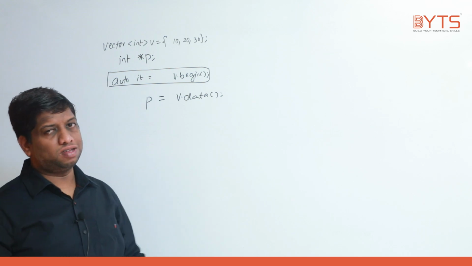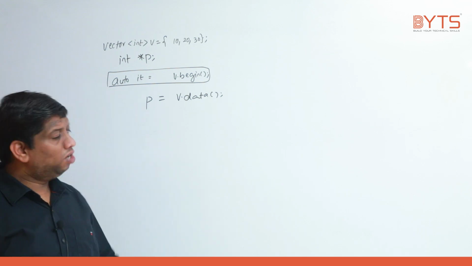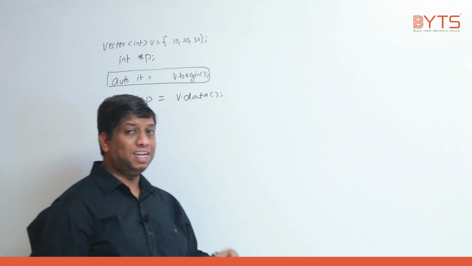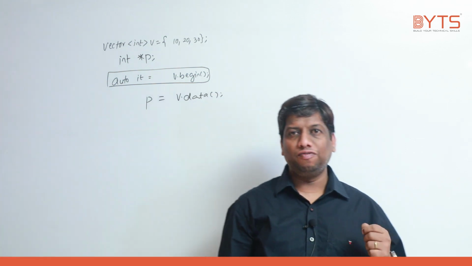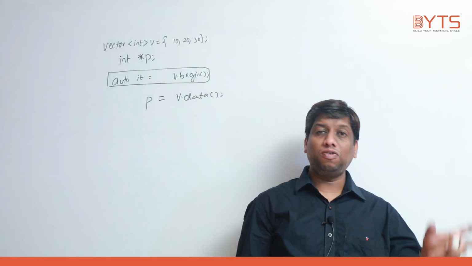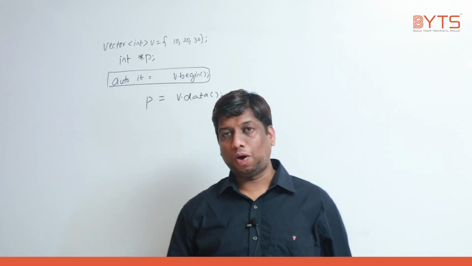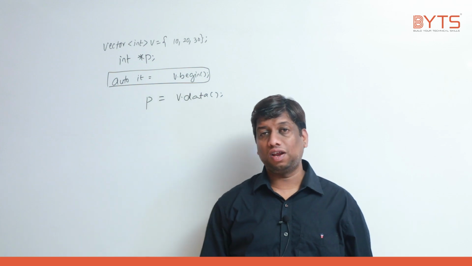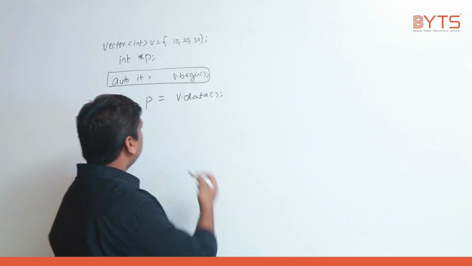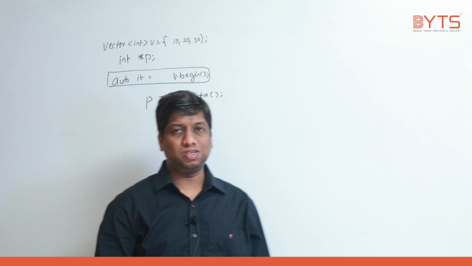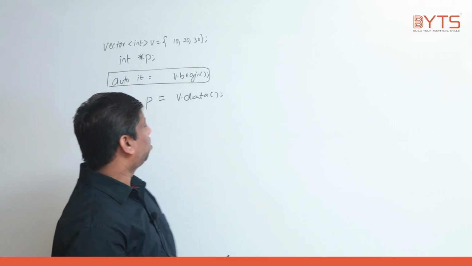Sometimes that type of question is asked in the interview room. Be careful. v.begin will give you the iterator to the first element. v.data will give you the pointer to the first element. Strictly speaking, an iterator also internally uses a pointer. That is the reason we were using *it every time. And using p, we are able to process the data. That is one important difference you need to know.